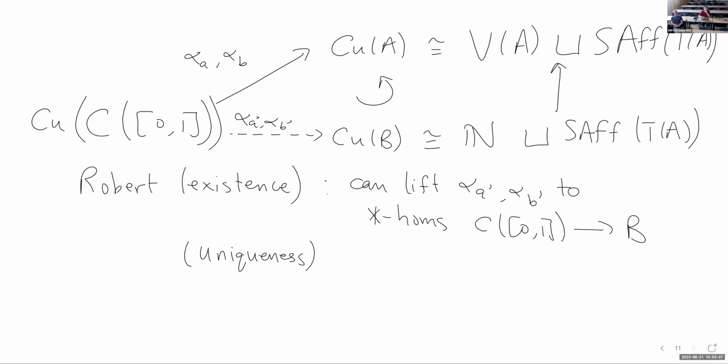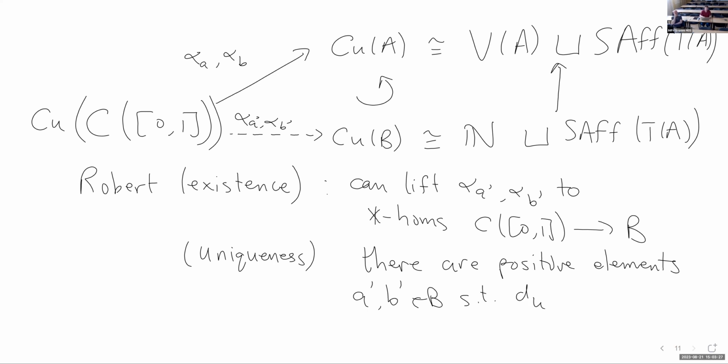Right? But then what I do is I use the existence part of the classification theorem to lift these to actual star homomorphisms. And then by uniqueness part of that theorem, because I have this commutativity at the level of CU, these lifted star homomorphisms are in fact approximately unitarily equivalent to the ones I started with. In other words, the conclusion is that there are honest to goodness positive elements A primed, B primed, in B this time, with the unitary distance between A and A prime being 0, and the unitary distance between B and B prime being 0. In other words, they're approximately unitarily equivalent. That's what I'm saying, right?